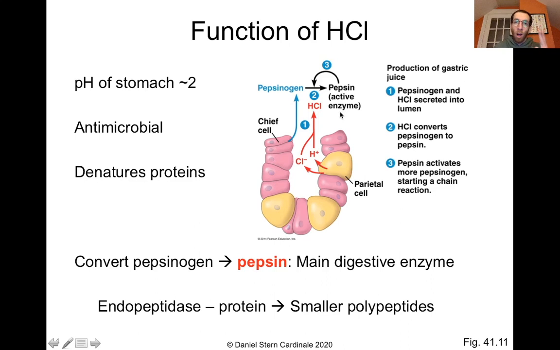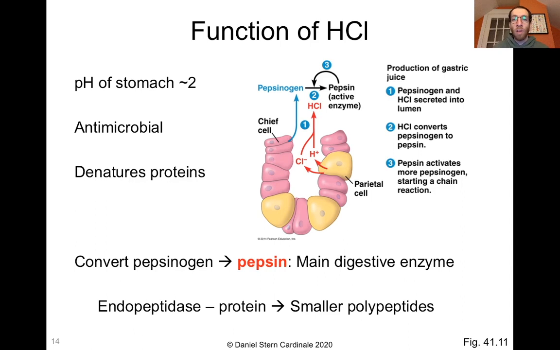Now that enzyme cuts proteins. So one thing it does is it's going to cut pepsinogen into more pepsin. So the more pepsin you have, as long as you're releasing pepsinogen, you're just going to keep generating more and more pepsin. So it's a positive feedback loop, amplifying the amount of pepsin present to facilitate digestion.